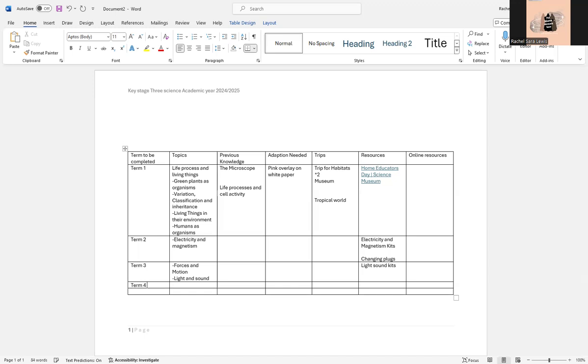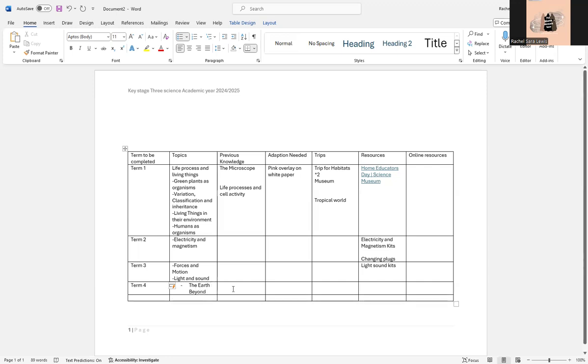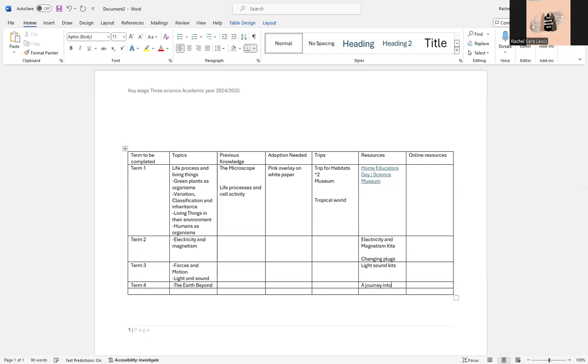So for term 4, I know that it's inevitable that we'll be looking at the Earth and beyond. And that will be her space topic. Her space knowledge is quite solid because we've done space before. So with her space topic, we have a journey into space. We'll be using literature to plug this gap, the idea of a living book. It's an astronaut's journey into space, his biography, autobiography sorry, when he returned.